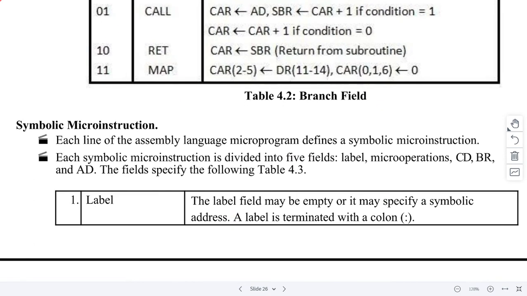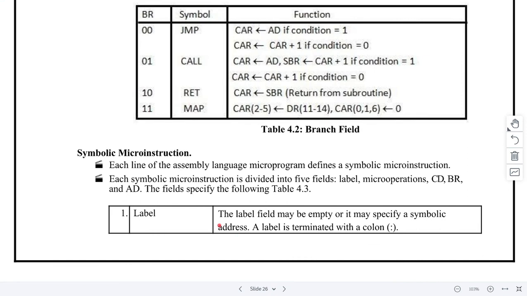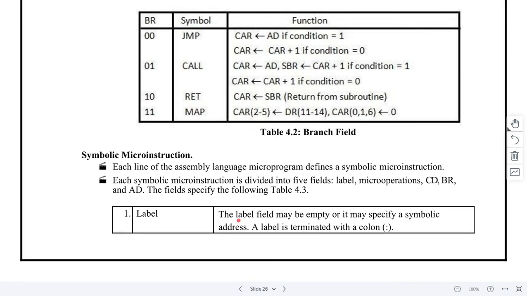So this is the micro instruction. The simple micro instruction consists of a label, micro operation, CD, BR and AD address. Okay, address from the memory.